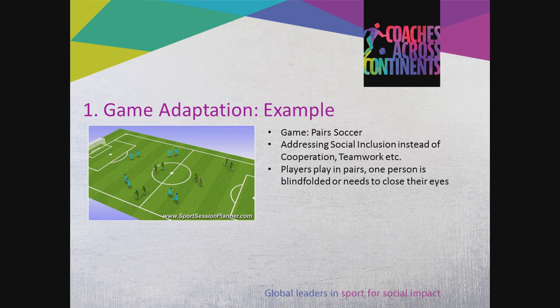And now I will explain to you how this game can be adapted to address social inclusion. It could be done by making one person from each pair blindfolded, or if you don't have the equipment, you could also just ask your players to be honest and that they close their eyes. There is obviously the opportunity to cheat, but that's a different aspect you can then focus on with your players if you want to.